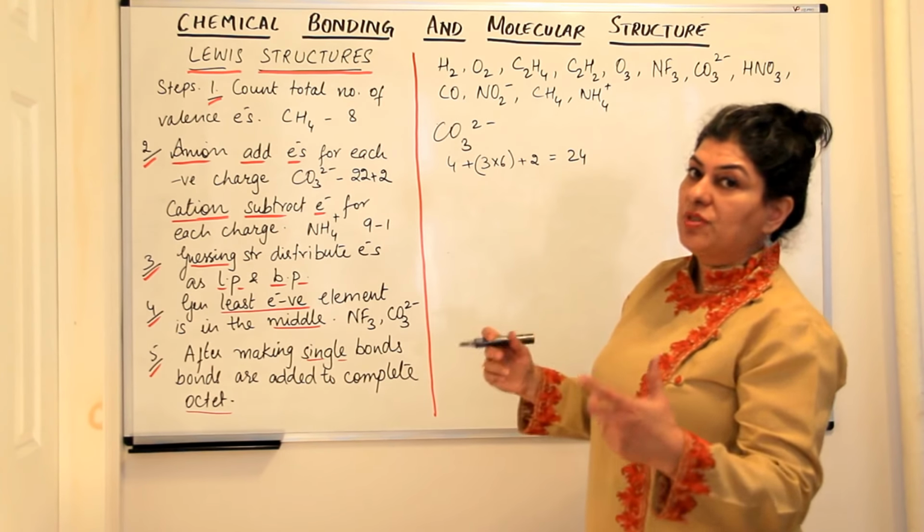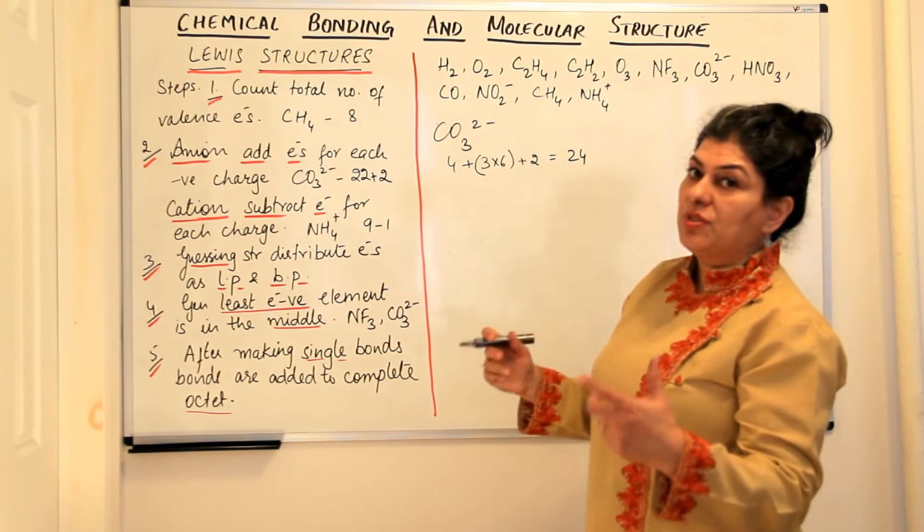Let us now make the structure of HNO3. HNO3 is the molecule and, just like the carbonate ion, it also has 24 electrons, right? So let us make the structure. Hydrogen is a terminal atom. We'll imagine this to be an NO3 negative ion. N, being more electropositive, should be in the center: N, O, O, and O. And with one of the oxygens, we'll add a hydrogen here, right?